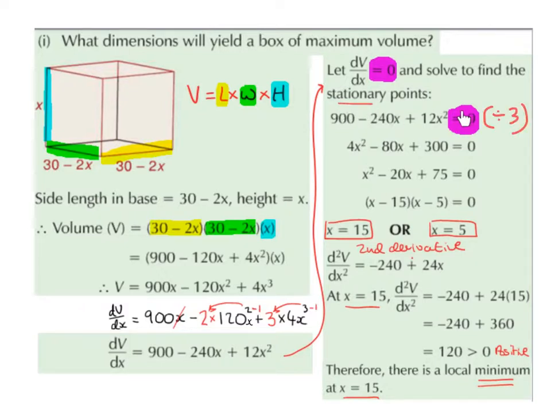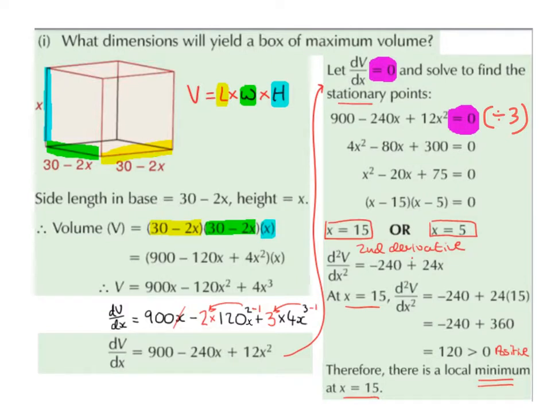So we divide everything by 3. So let's start with the 12. So 12x squared divided by 3 is 4x squared. It's good to put the x squared first. Minus 240x divided by 3 is minus 80x. It's good to put the x second. And then 900 divided by 3 is 300. So we have 4x squared minus 80x plus 300 equals 0.